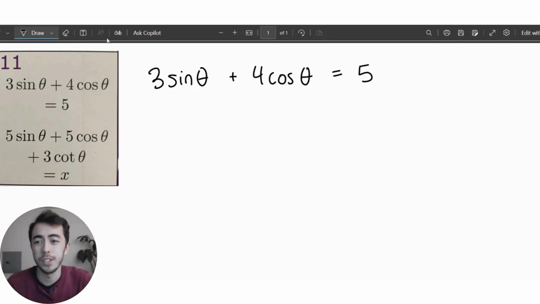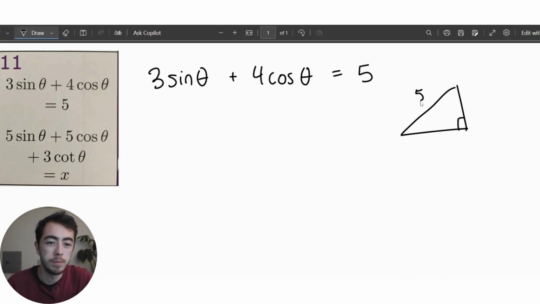With this first equation, I'm supposed to be able to find what theta is. And I see a 3 and a 4 and a 5. And this kind of makes me think of that 3, 4, 5 Pythagorean triple. Not really sure how this is supposed to help out, but maybe there are some things I could try.